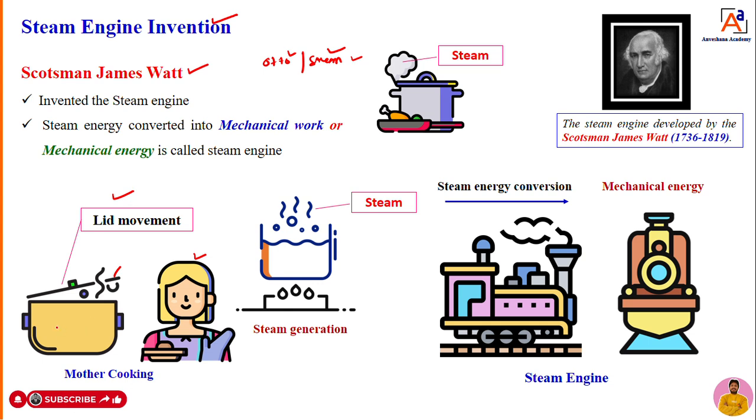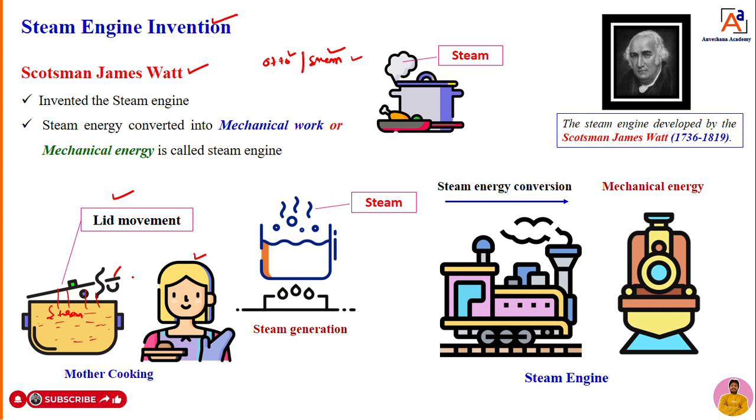While cooking, she had taken a pot and put in water and rice, or something else. When the water is heated, it is converted into steam. Then that steam is generated and comes up. When the steam hits the lid of the pot, the lid starts to move up. He was observing why the lid was moving. He questioned himself: why is this lid moving?